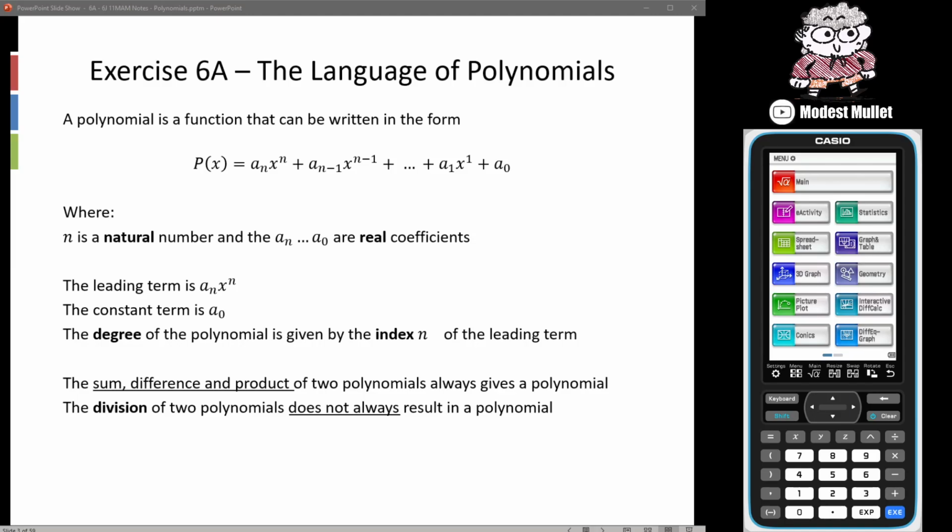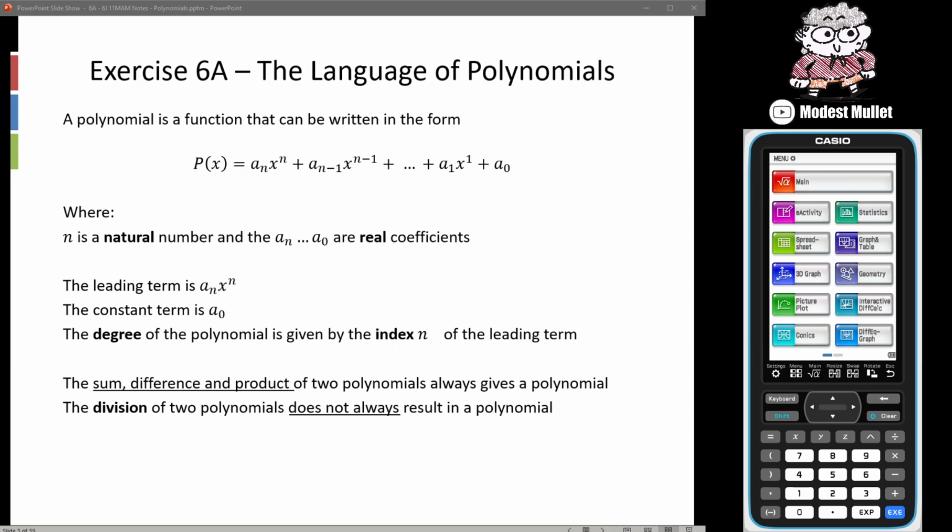Hello all and welcome to this video where we start our look into the greater broader topic of polynomials. Now we have already looked at polynomials by looking at quadratics. A quadratic is a type of polynomial. Same with a linear equation. A linear equation is a type of polynomial.